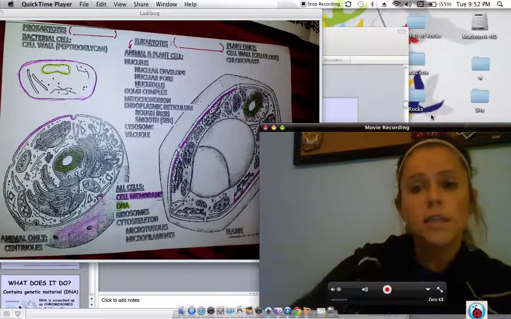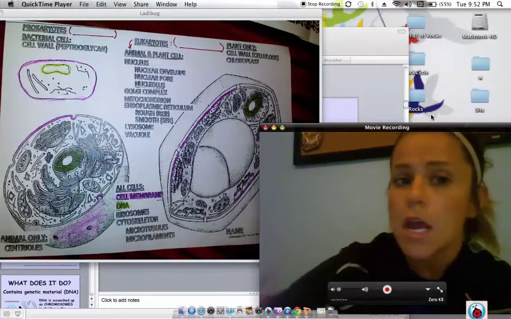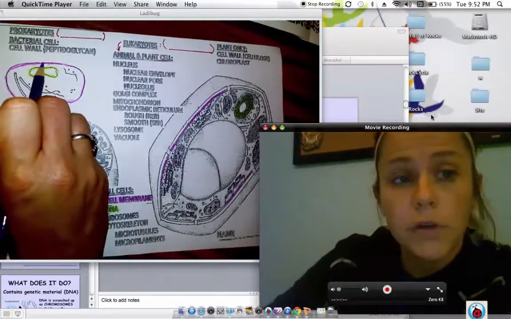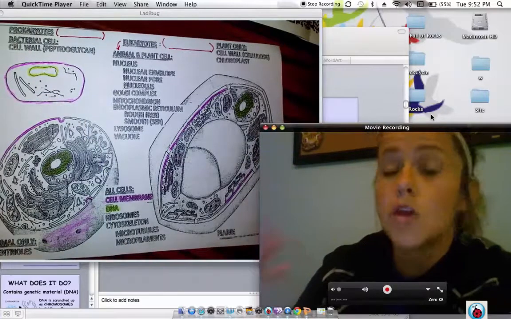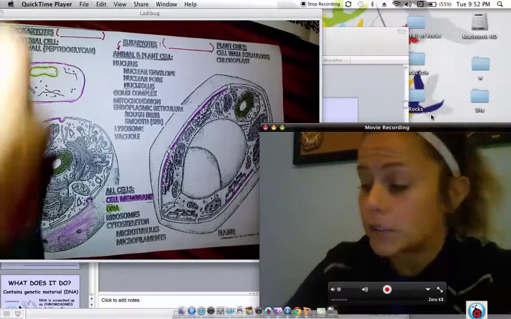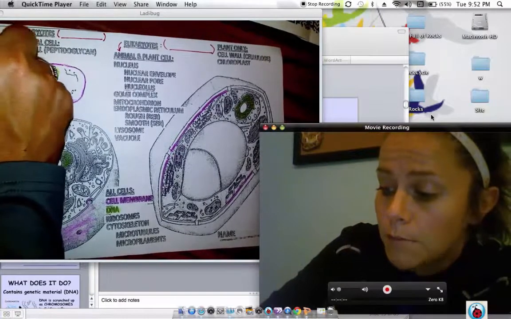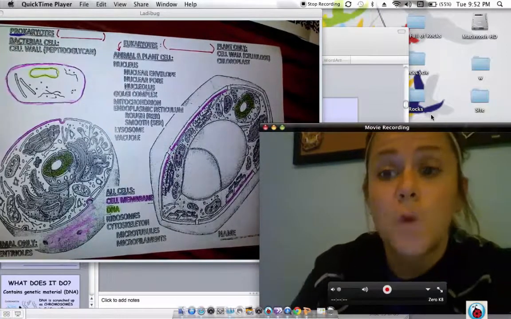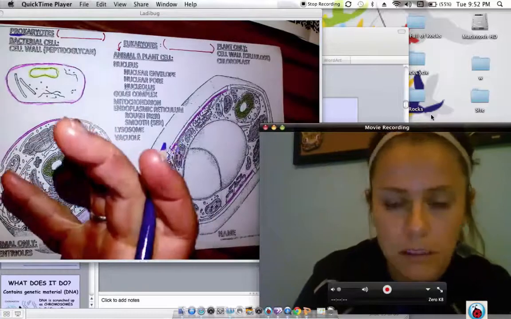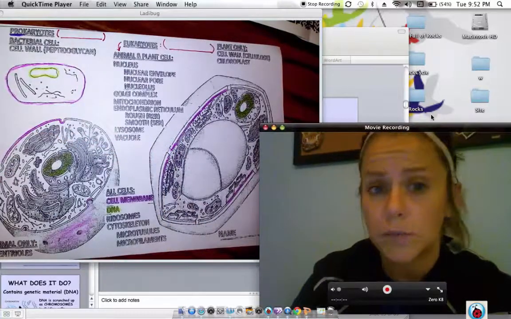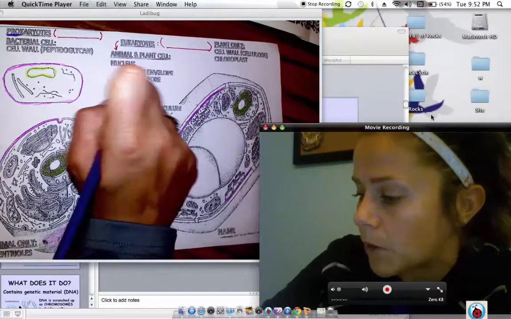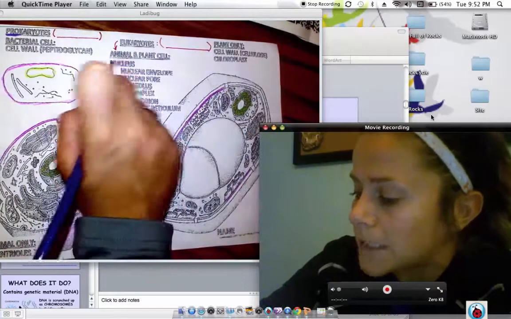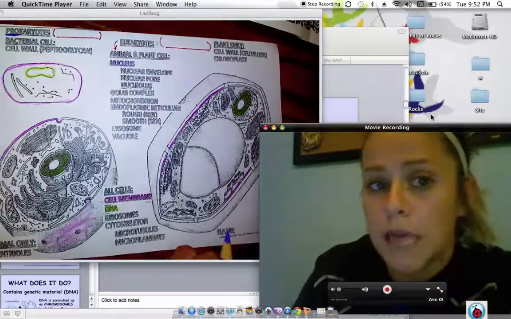So let's go ahead and color the nucleus. Now you're going to notice that there's no nucleus in a prokaryotic cell. The reason why there's no nucleus is because there are no membrane-bound organelles. Remember that this pro means before, so it's before the nucleus. So prokaryotes are most simple. Let's go ahead and color our nucleus this purple color, and we're going to color basically all parts of the nucleus that purple color.